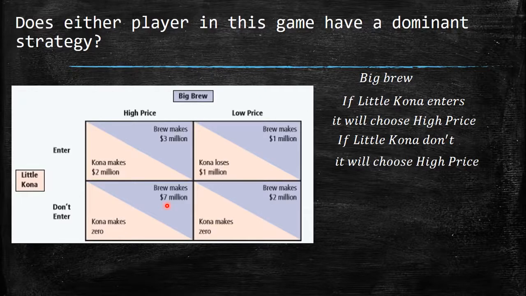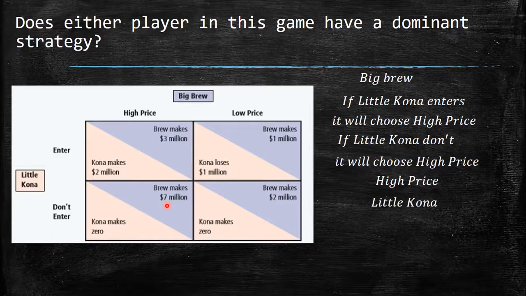When, regardless of the other's movement, you choose exactly the same, it means you have a dominant strategy. So this should be the dominant strategy, the high price for Big Brew.